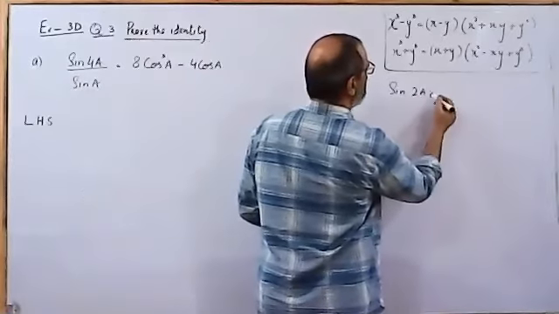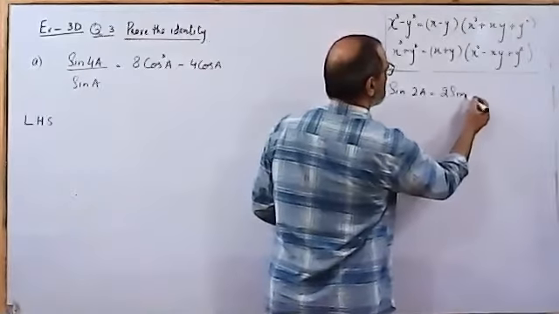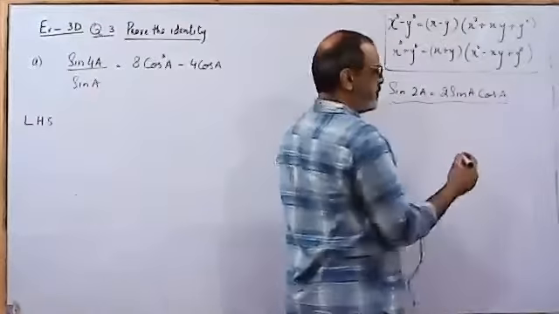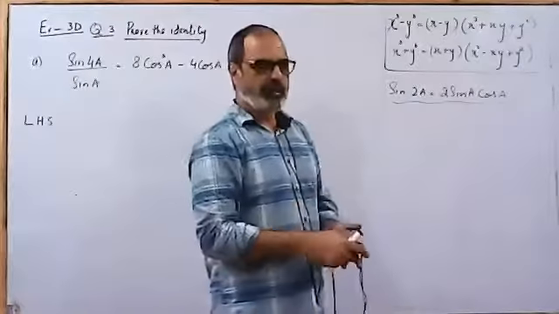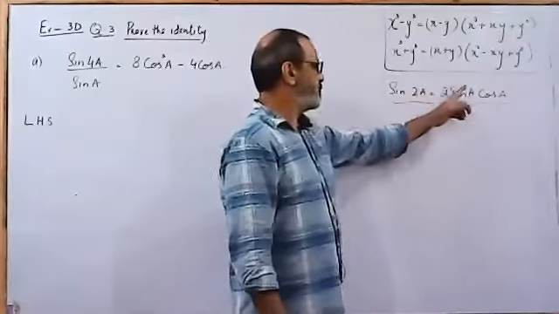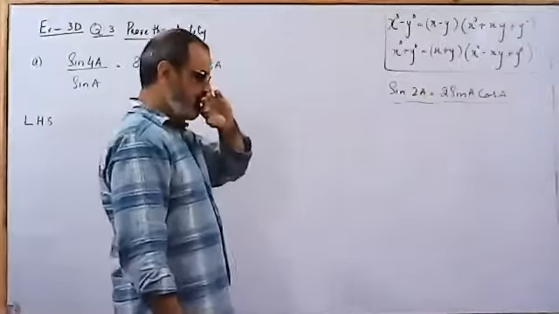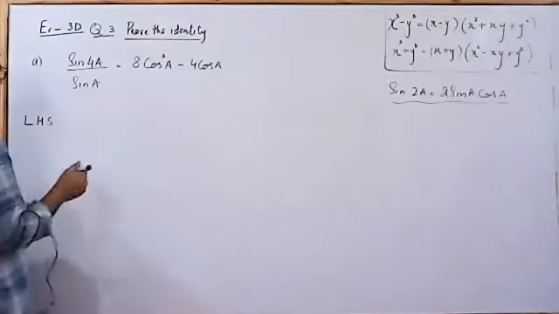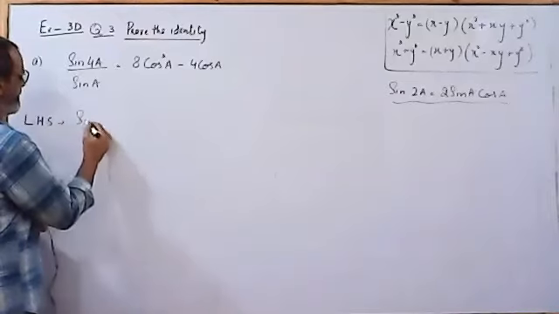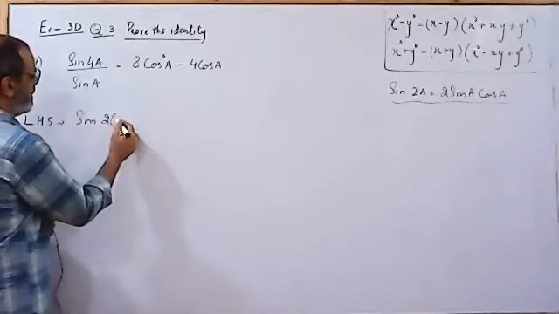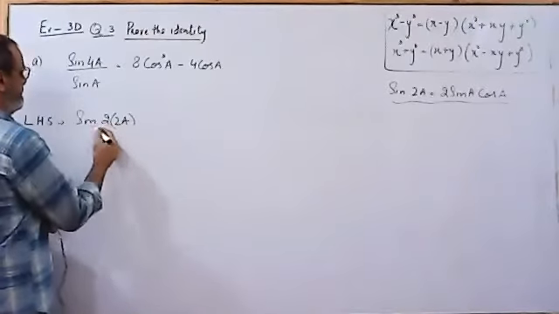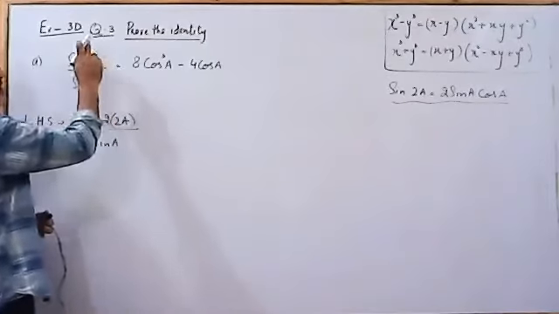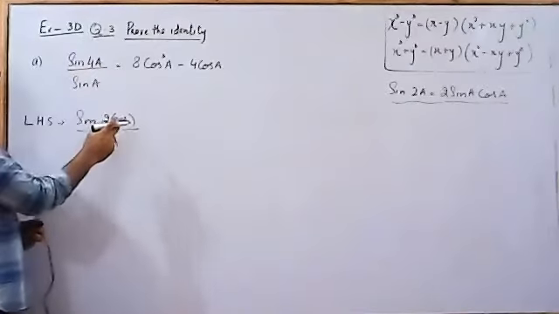Sine 2a is equal to 2 sine a cos a. What we are doing in this formula is changing a double angle into a single angle. Same technique we'll use here. 4a can be written as sine of 2 times 2a. So instead of writing 4a, I have written 2 times 2a.